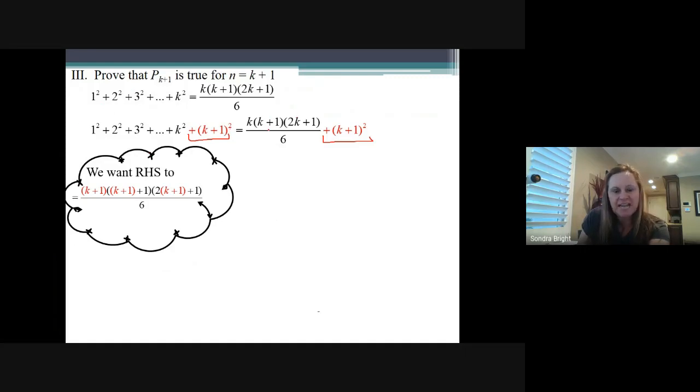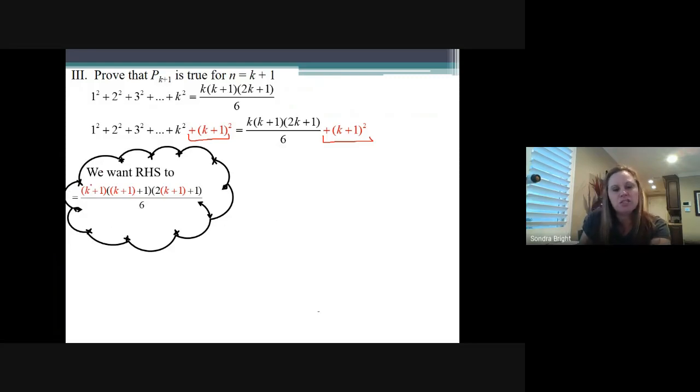My right-hand side, RHS, what I want in the end is, instead of this k here, I want it to be a k plus 1. That's what I want it to be.